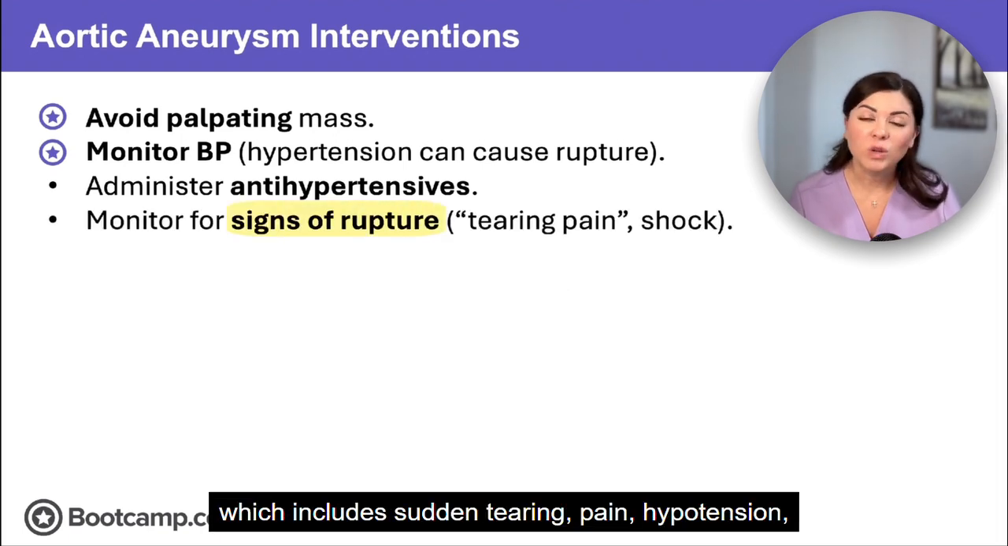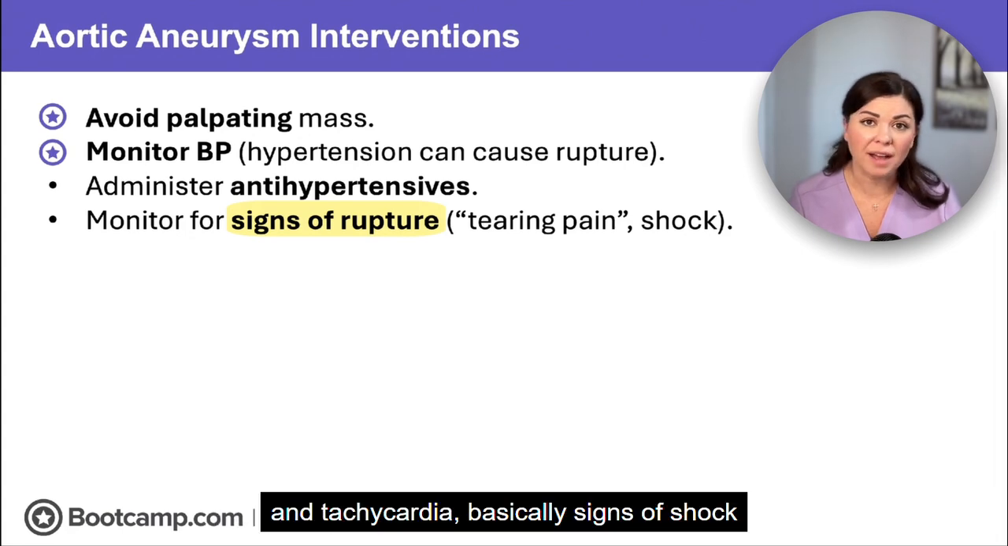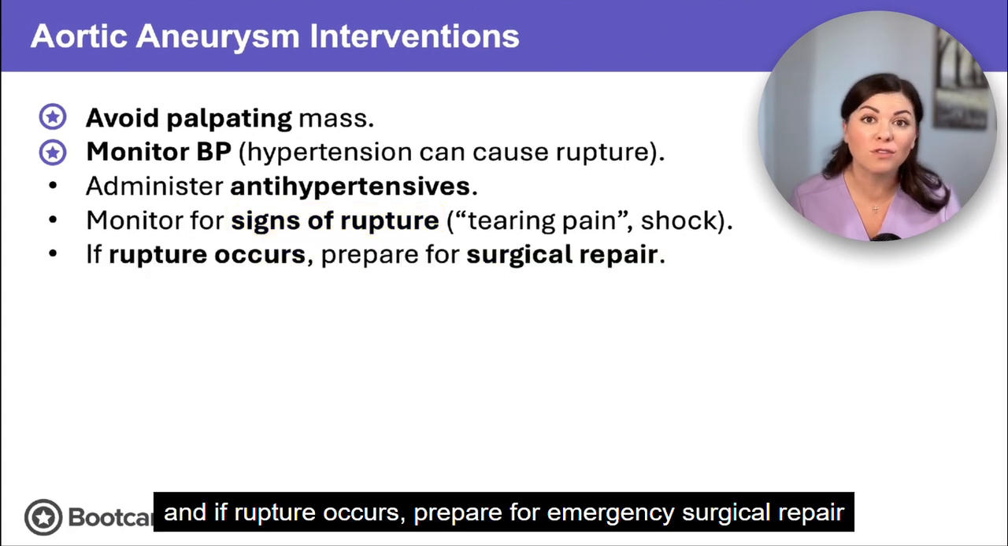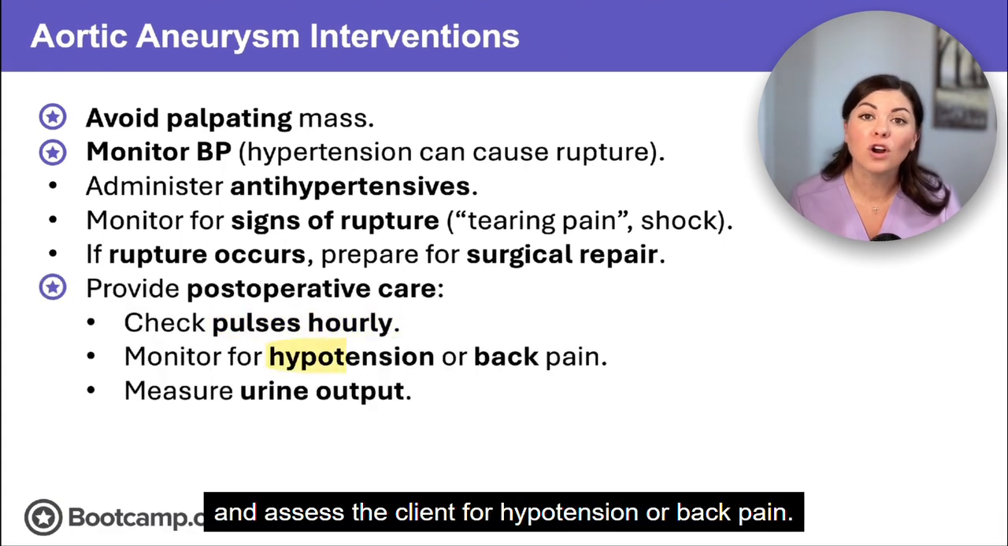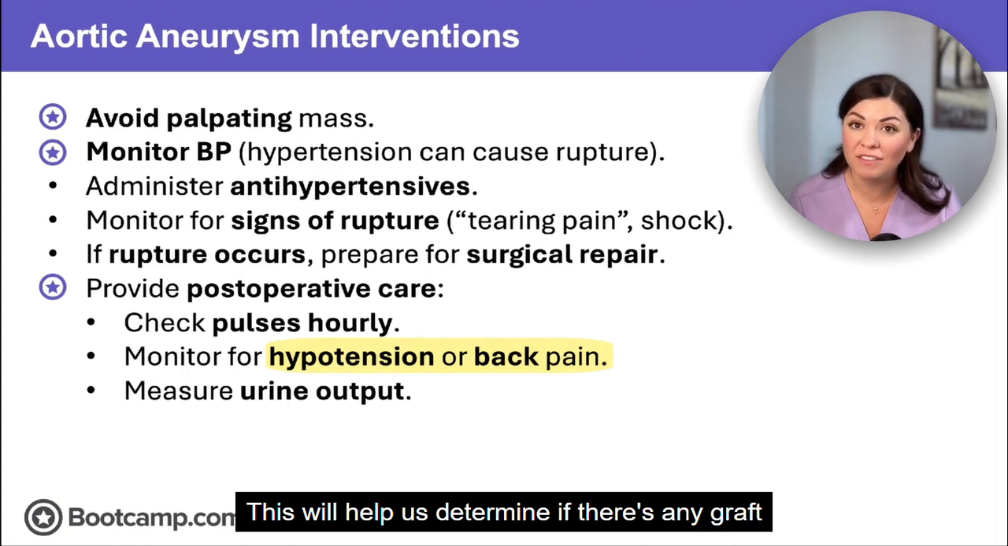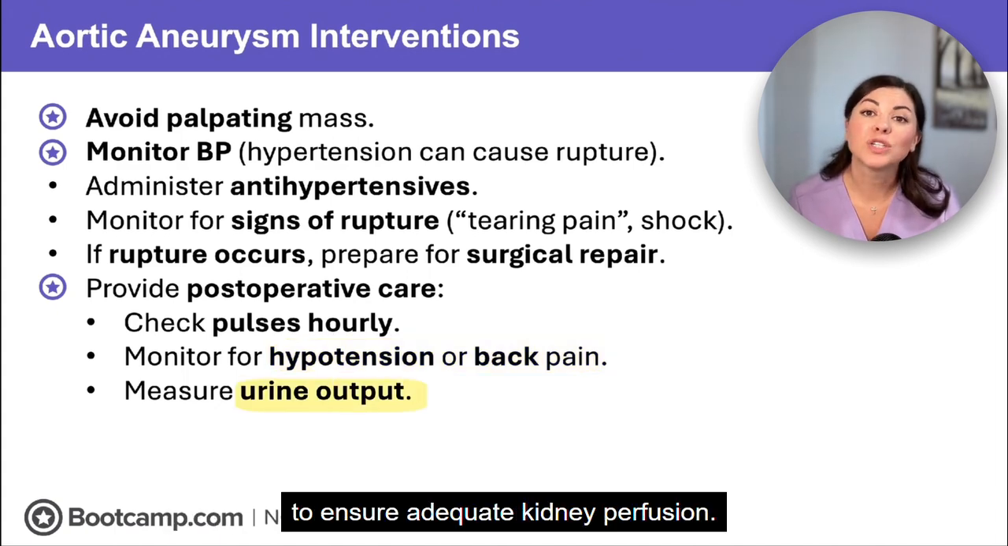We should watch for signs of rupture, which include sudden tearing pain, hypotension, and tachycardia, basically signs of shock. And if rupture occurs, prepare for emergency surgical repair. And post-op care is key. We should monitor the pulses hourly and assess the client for hypotension or back pain. This will help us determine if there's any graft complications. And we should closely monitor urine output to ensure adequate kidney perfusion.